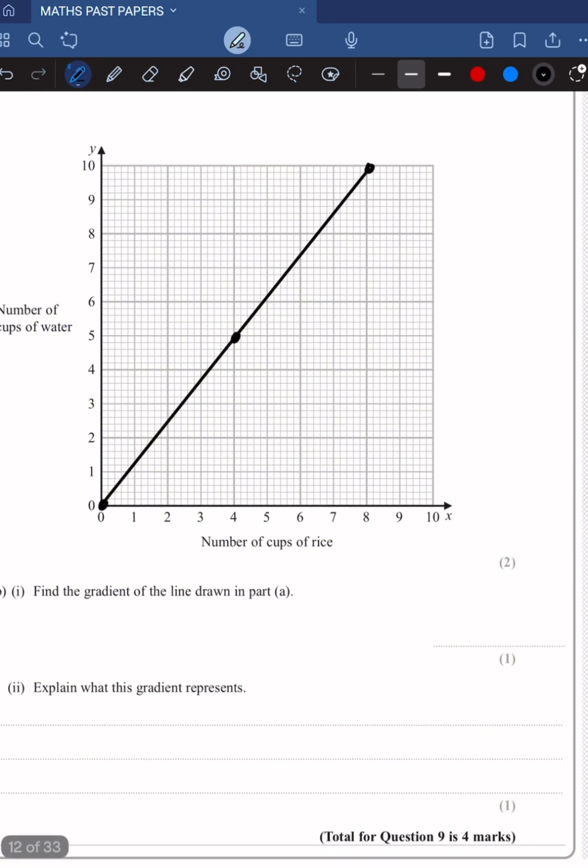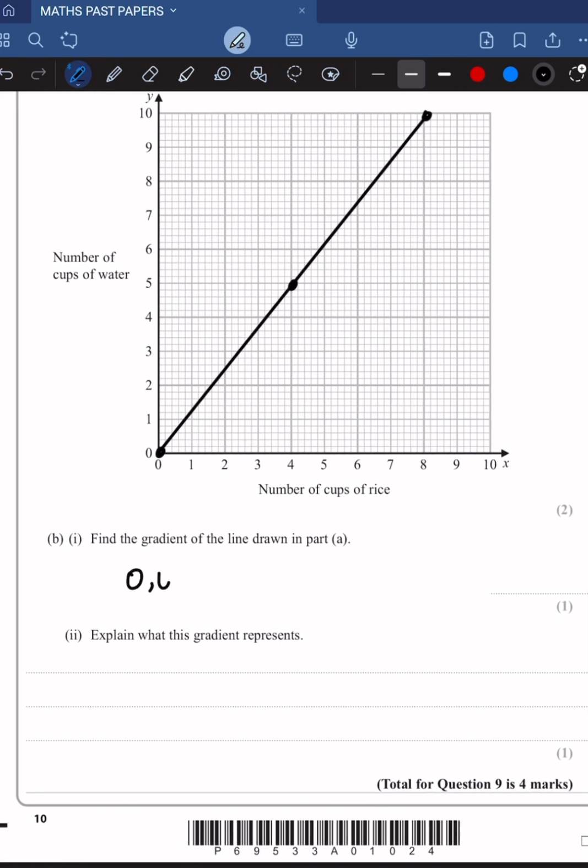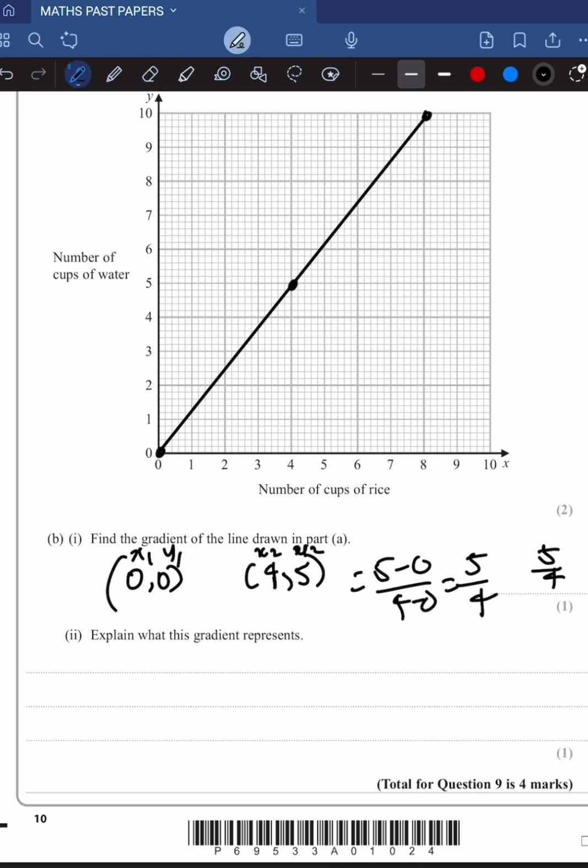Find the gradient. So our gradient, of course, let's do 2 points. Let's just use 0, 0, and 4, 5. Change in y over change in x. Well, we already know it's going to be 5 over 4, but let's just do this. Five over 4, 1.25.